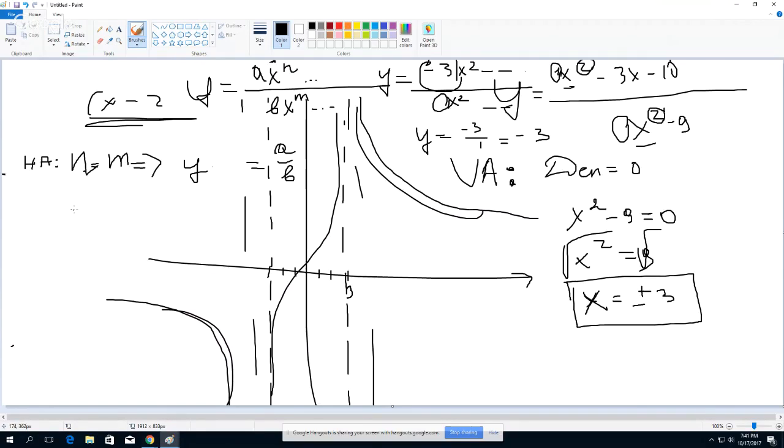Now, if n is less than m, for instance, if you would have had x over x squared, then our horizontal asymptote is y equals 0. It's just always like that.